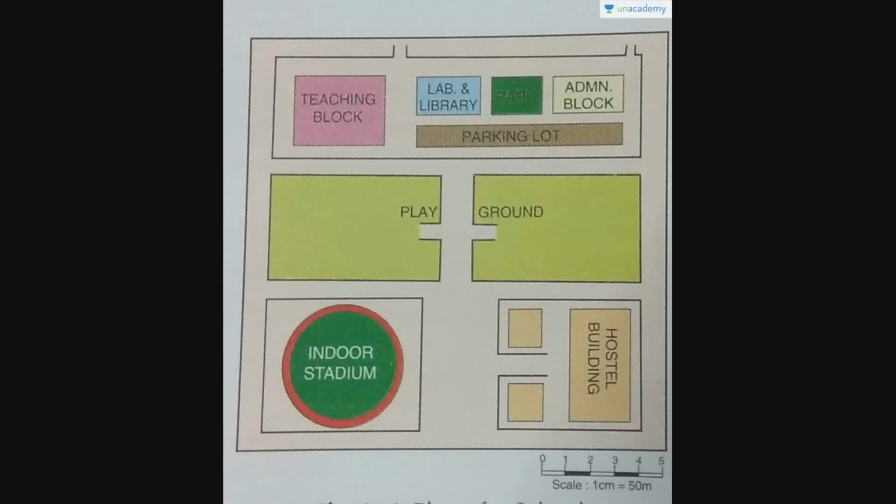This is one example. This is like a plan of a school, suppose. This is the hostel building, this is the playground, this is the indoor stadium, teaching block, lab, park, administration block, parking lot. So they have now explained it, giving the details, that this much area is for this purpose and then near to this is this. So a rough understanding happens, but the plan is very detailed. It is not just a rough drawing.